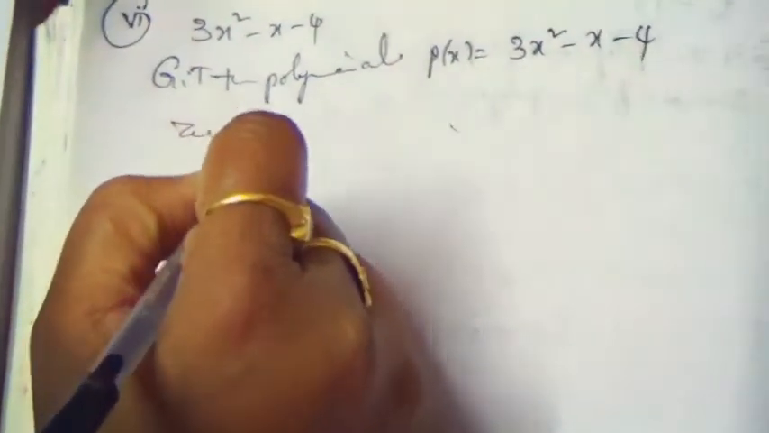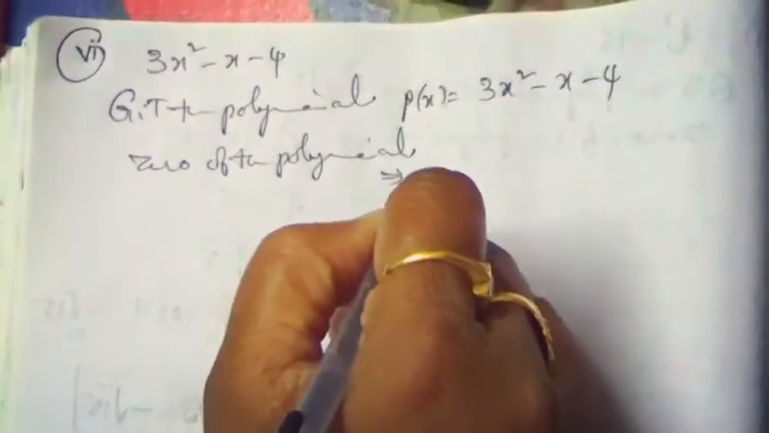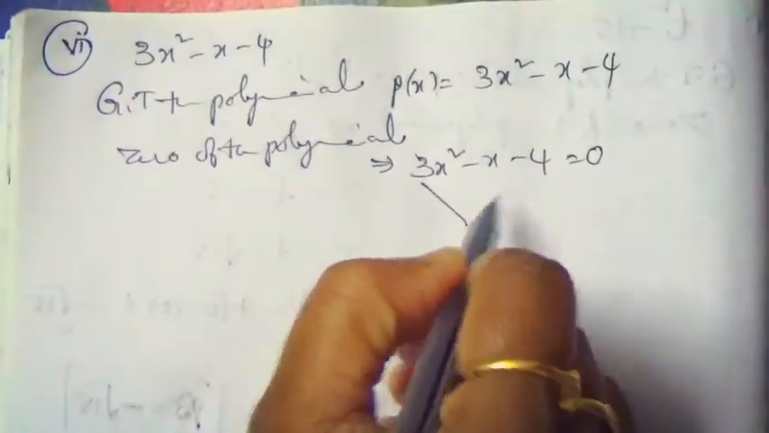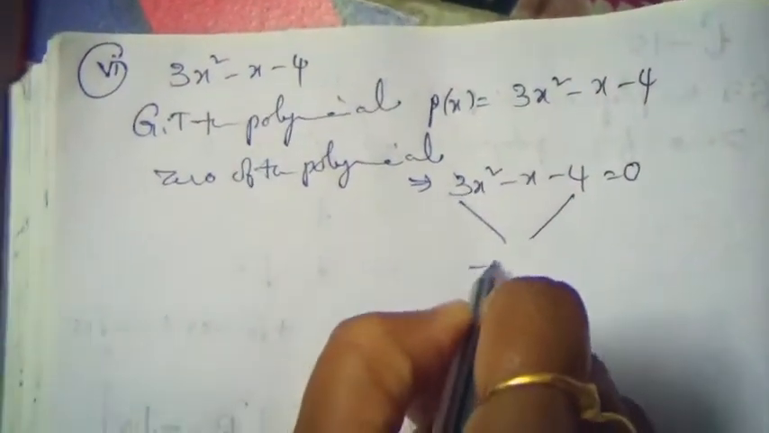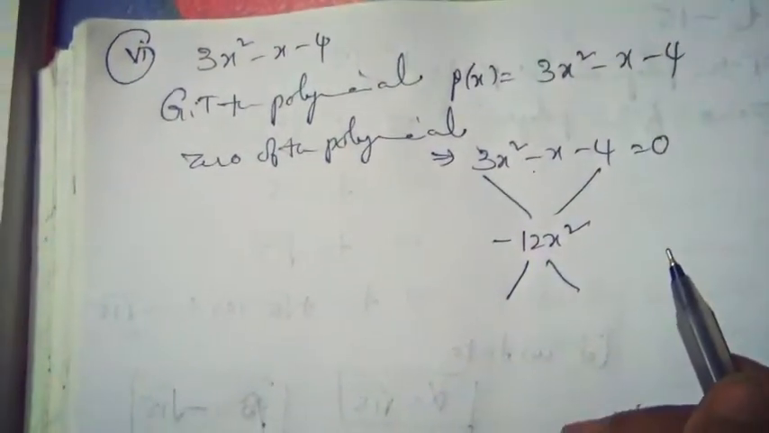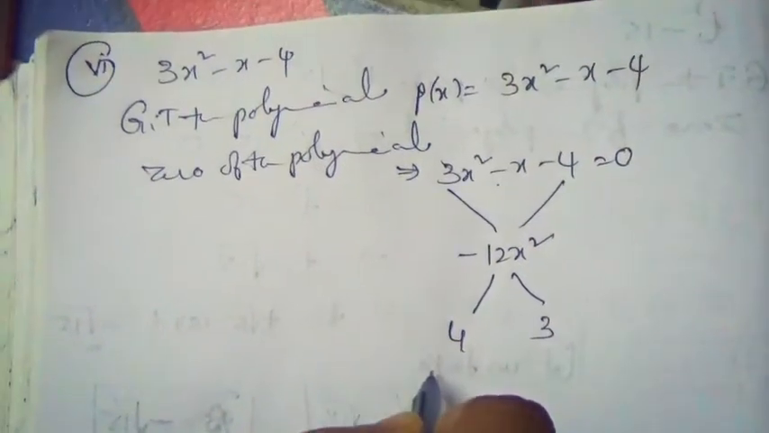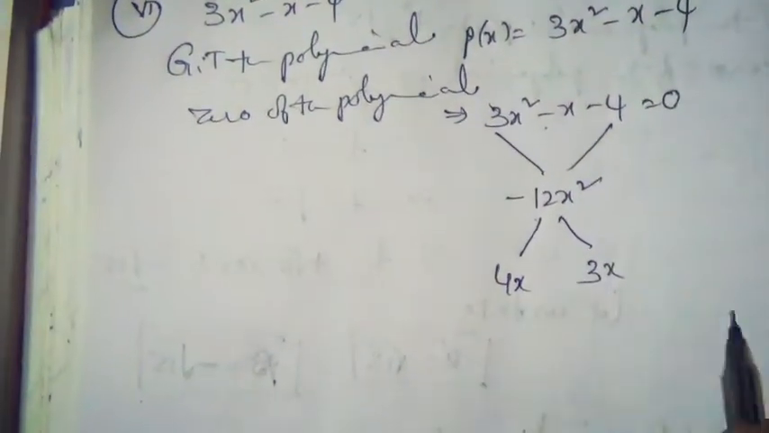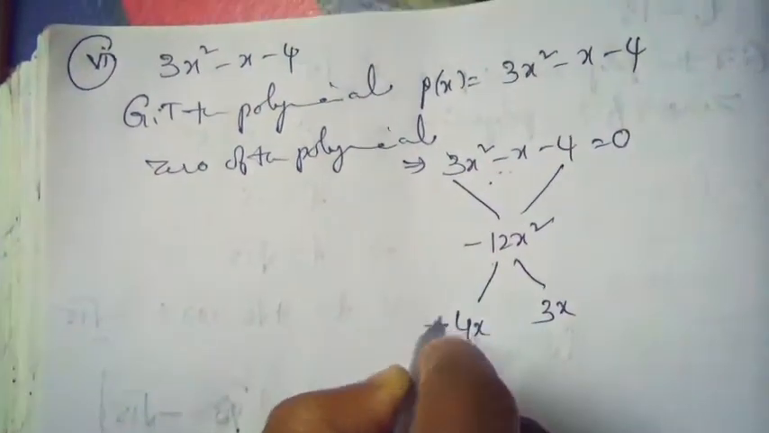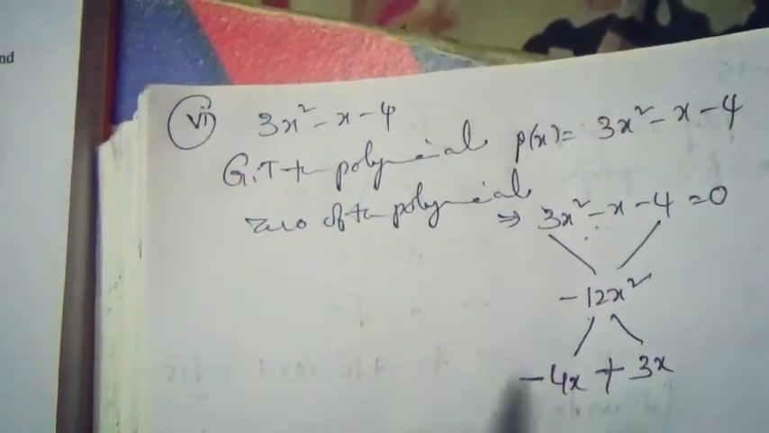So zero of the polynomial, that implies 3x square minus x minus 4 is equal to 0. So you just multiply these two, minus 12x square. So I want minus x in between these two terms, right? 4 3s are 12, x into x, x square, minus x, no, hence I want to keep this minus in front of the highest number, so plus, yes.